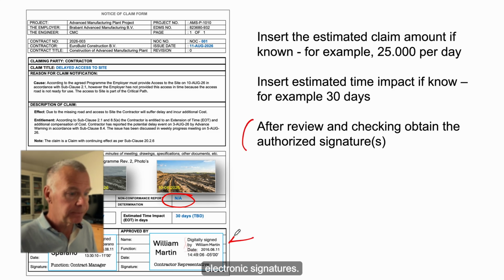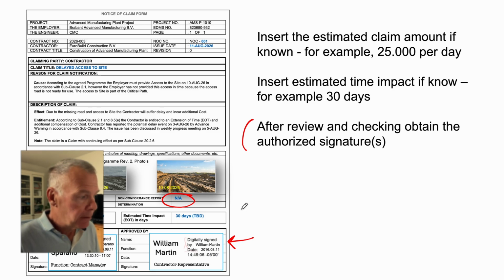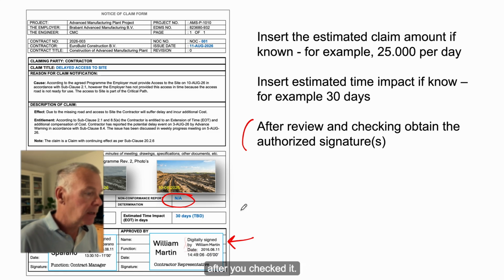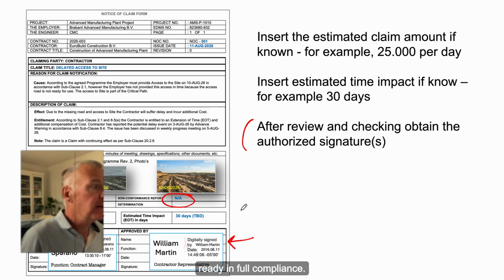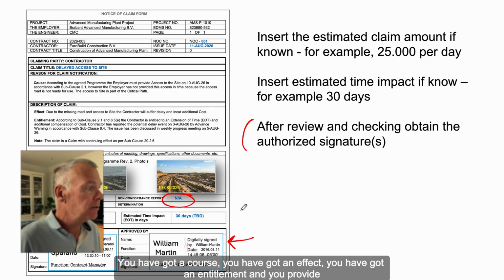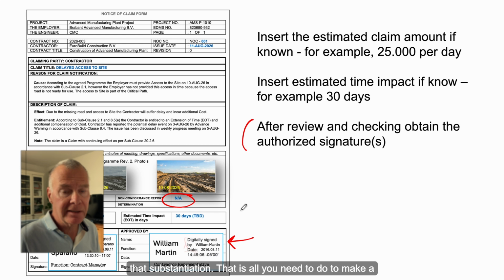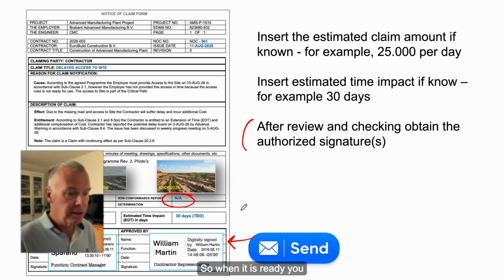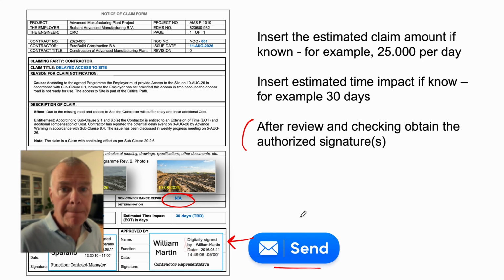the signed electronic signatures. Normally, that's allowed for this moment after you checked it. So the form is now ready. In full compliance, you got a cause, you got an effect, you got an entitlement, and you provided substantiation. That's all you need to do to make a proper claim notification. So when it's ready, you can send it to the engineer.